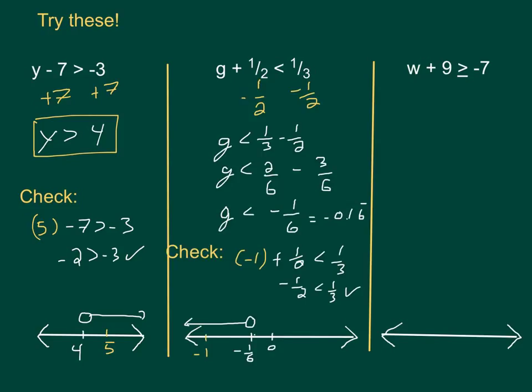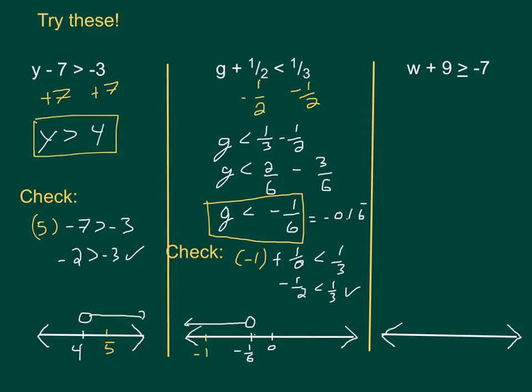All right, so for this one, we end up getting our solution right here. g is less than negative 1/6, which as a decimal is negative 0.16 repeating. And so that's our solution. We had to get a common denominator to combine these fractions here to do 1/3 minus 1/2. I made 1/3 into 2/6 and 1/2 into 3/6, and then did the subtraction.